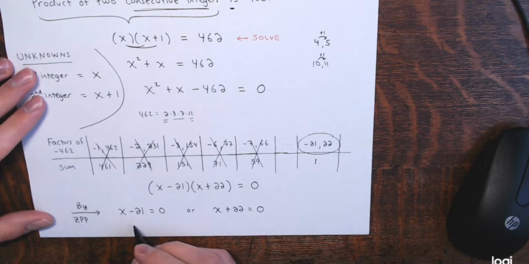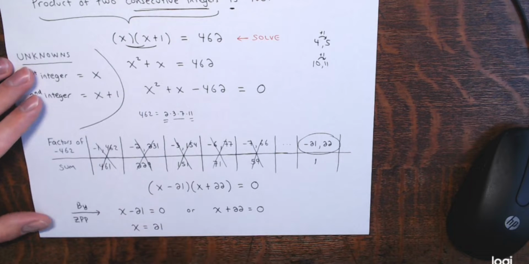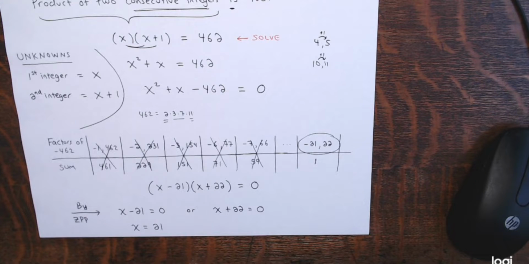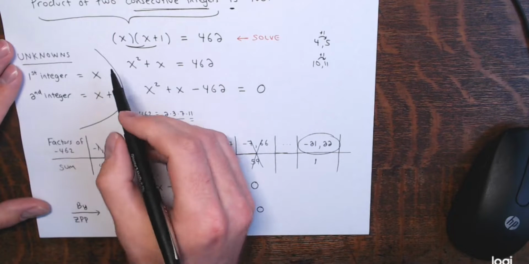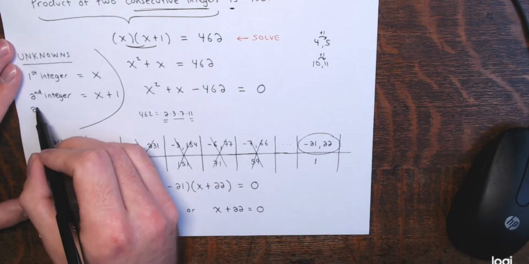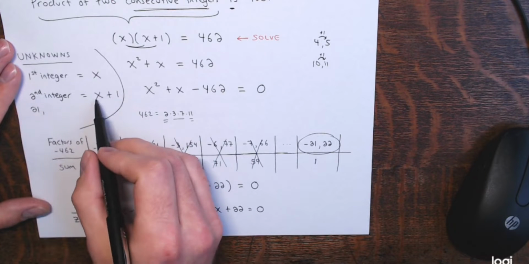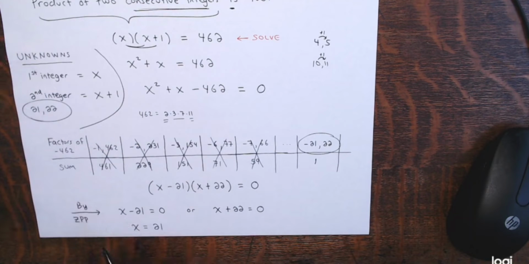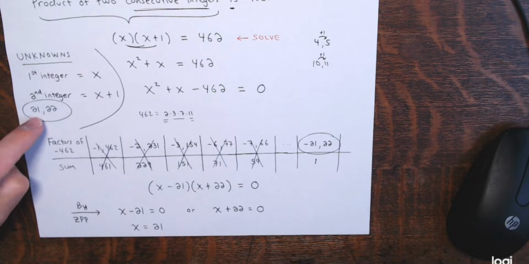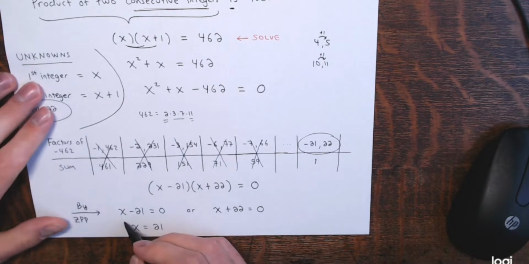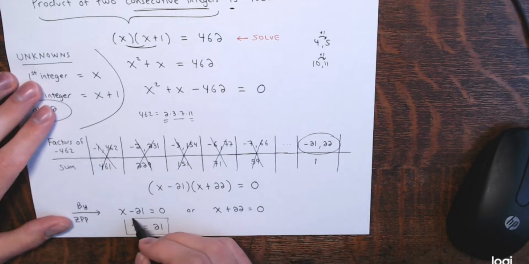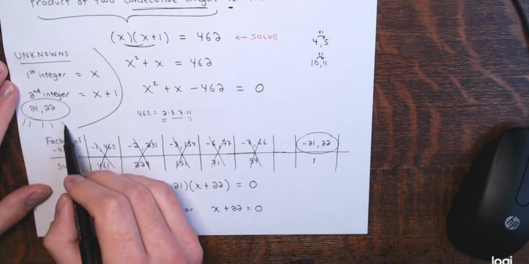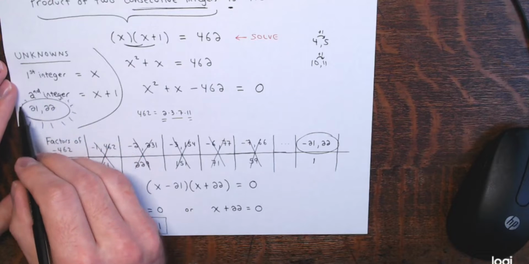So x equals 21. Now if x equals 21, the first integer would be 21, the second integer would be 22. And there's one answer, and that works. There's two positive consecutive integers whose product is 462. So this is good, and this is what I'm going to put in the assignment, right? The two integers they're looking for are 21 and 22.